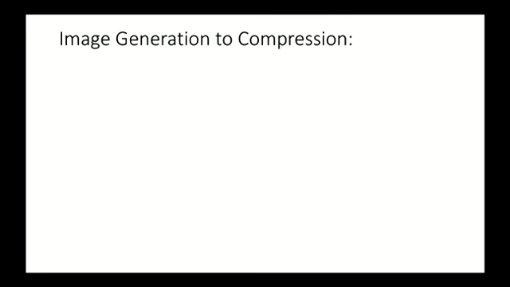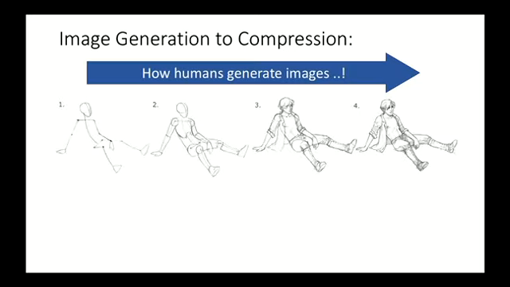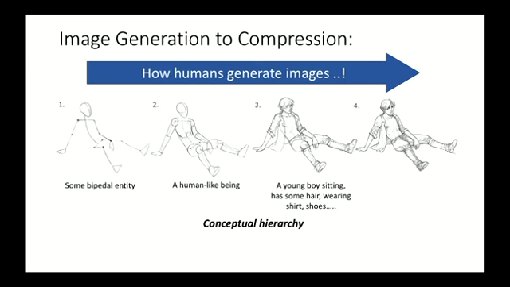So let's again start from basics. You have this generation flow, correct? We understand this, and this is how we generate images. There is some sort of conceptual hierarchy in these 4 images. What do I mean? For example, this image just tells you that it is some bipedal entity. This says there is some human-like being, but it could be anything. This tells there is a young boy sitting, has some hair, wearing shirt, shoes, etc. And you can go on. And this is the final exact image. So conceptually, these images have different content.